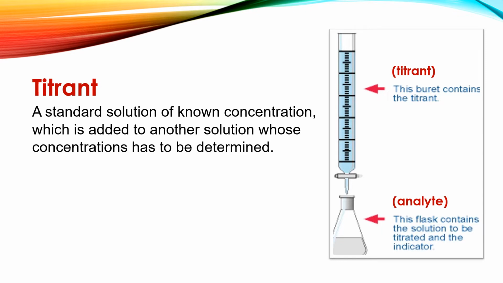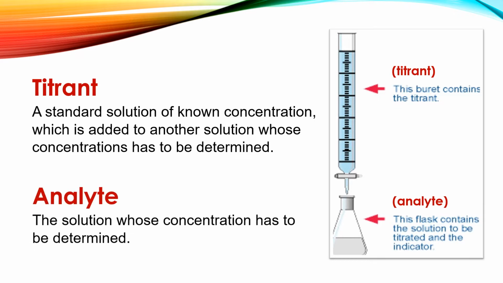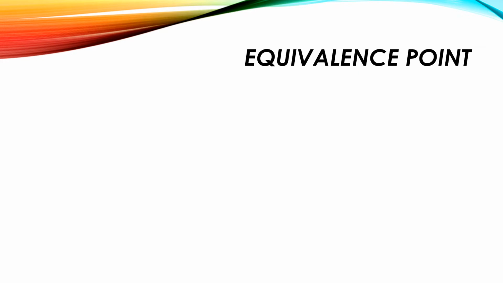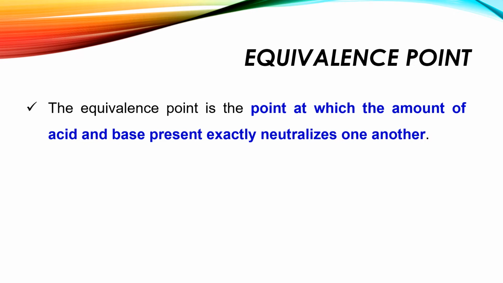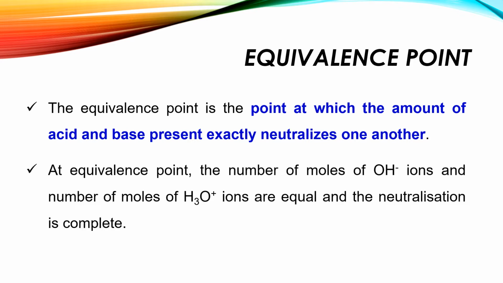The next solution is the analyte. Analyte is placed in the conical flask. Analyte is defined as the solution whose concentration has to be determined. In a titration, we will obtain an equivalence point. The equivalence point is the point at which the amount of acid and base present exactly neutralize one another. At the equivalence point, the number of moles of hydroxide ion and the number of moles of hydronium ion are equal and the neutralization is complete.